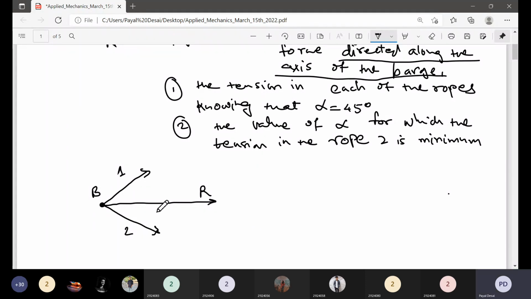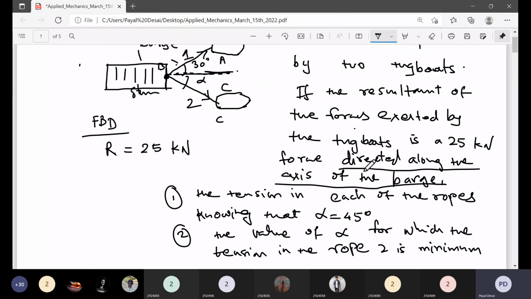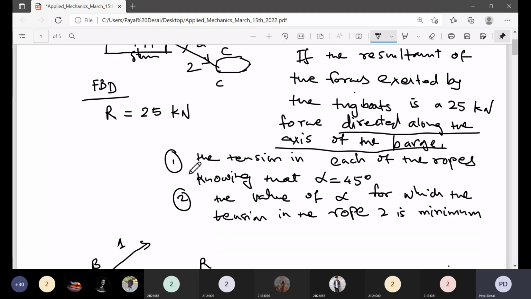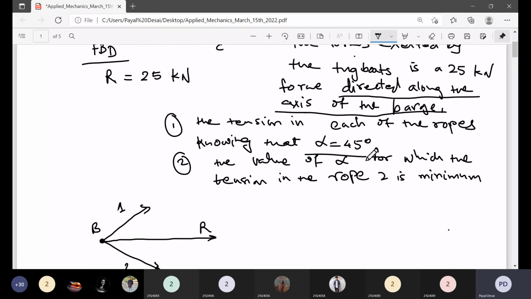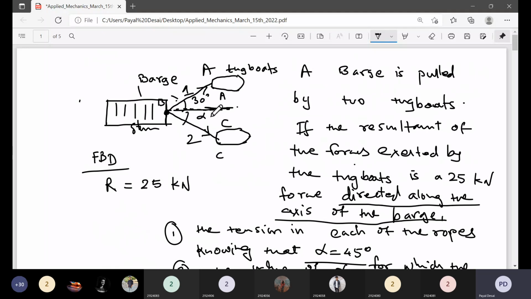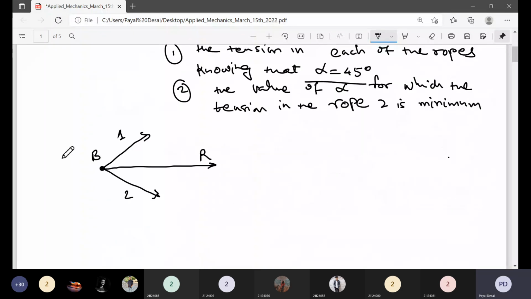The resultant of these two is already given in the instruction, directed along the axis of the bar. What we have to determine is the tension in each of the ropes, knowing that alpha is equal to 45. Of course, alpha is given as 45. And here this angle is already given, that is 30 degrees. So you can see here this is your 30 degrees and this is your 45 degrees.